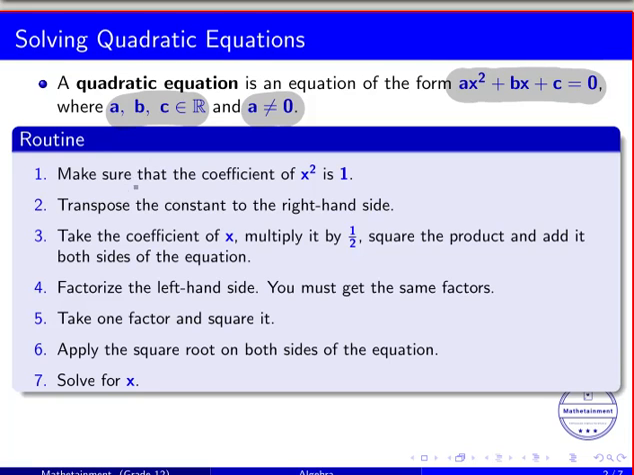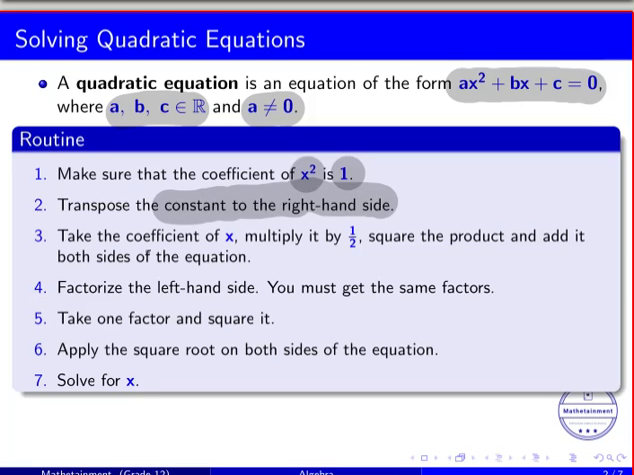The first step: when we are given an equation of the form ax squared plus bx plus c equal to 0, which is the standard form of a quadratic equation, you are required to make sure that the coefficient of x squared is 1. The second step, you are required to transpose the constant to the right-hand side.